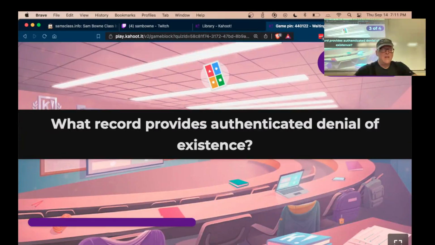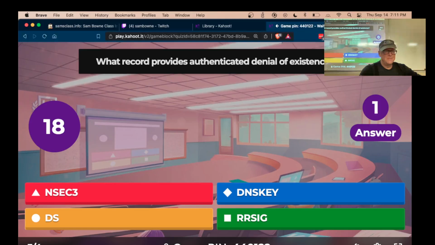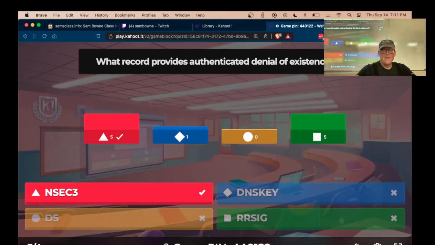All right, what record provides authenticated denial of existence? This is NSEC3, which is, I think, the most modern version of this for what it's worth.